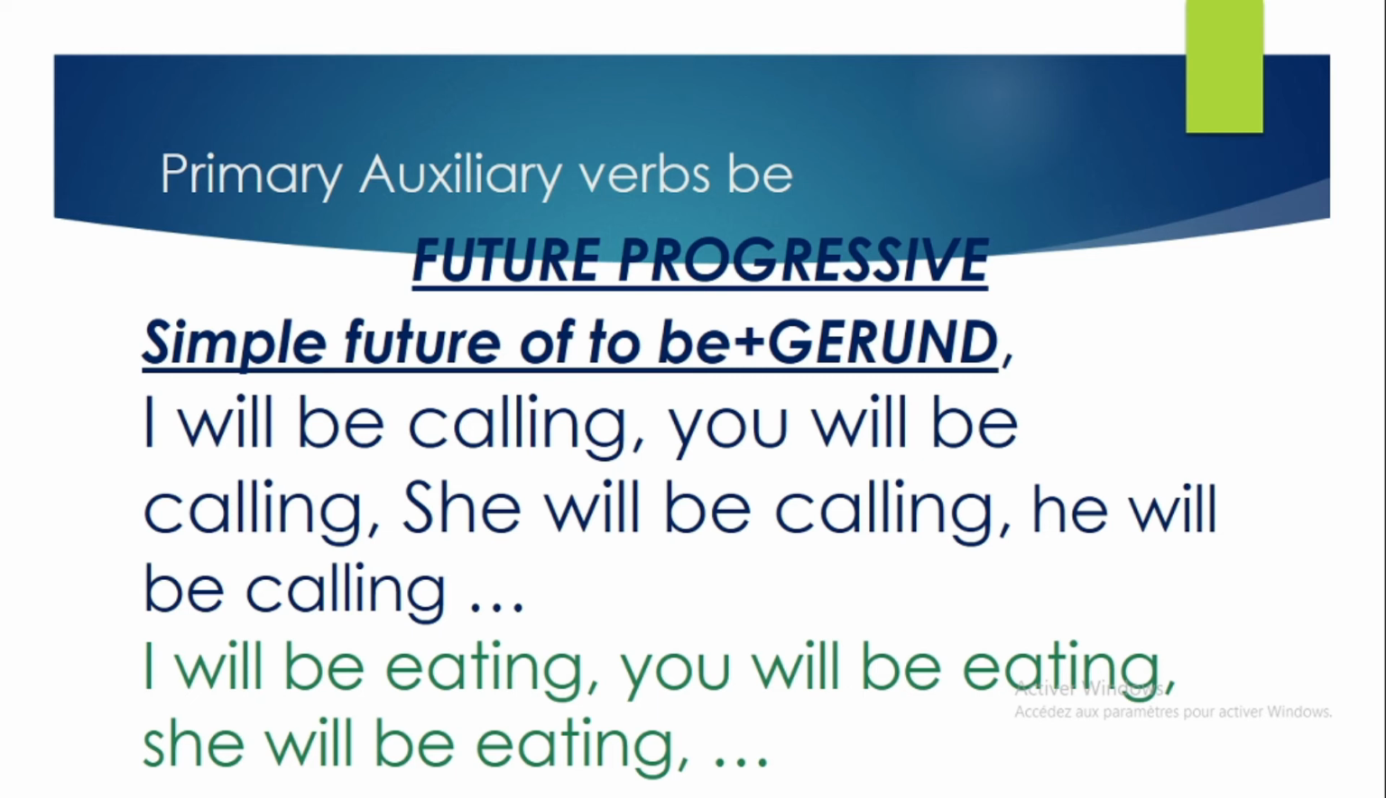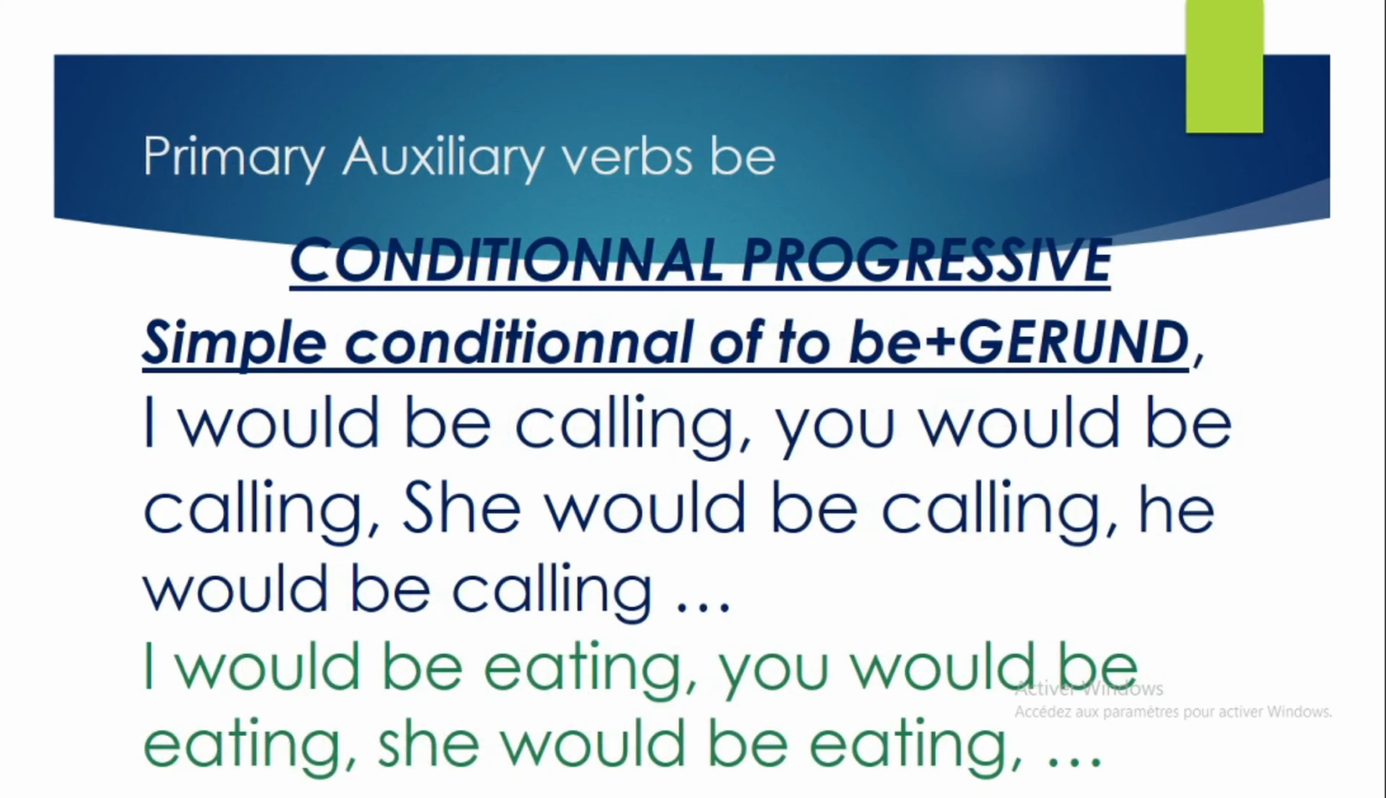Let's move forward for the last one. So the last one we have is the conditional progressive. Okay, so for the conditional progressive, you just need the simple conditional of the verb to be. I would be. This is it. The simple conditional is I would be. And the present participle is calling. I would be calling. You would be calling. She would be calling. He would be calling. We would be calling, etc.